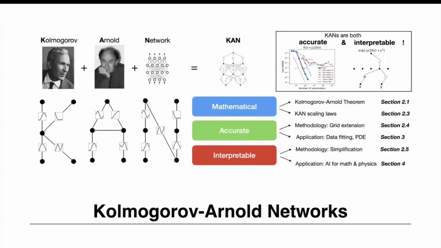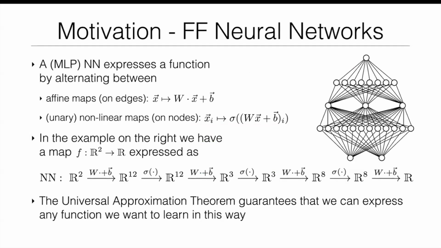Good, so let's start with Kolmogorov-Arnold networks. And to start this, I want to start with just standard multi-layer perceptrons or feed-forward neural networks, because these are a little bit more known to the community, and I want to briefly review them to make sure we're all on the same page and to make sure you understand my notation, and then we can compare them to what Kolmogorov-Arnold networks are doing differently.